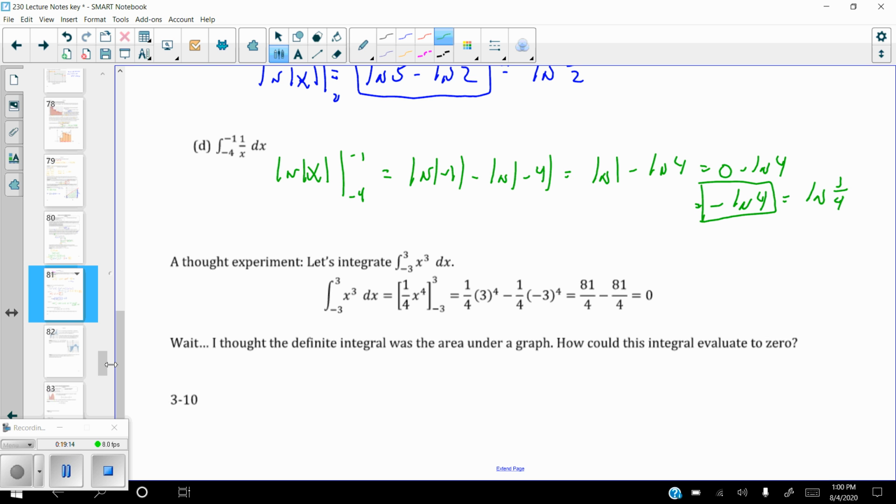So that's kind of a strange concept considering we're talking about area under a curve. How do I get an area under a curve that we know actually has area to be 0? What happened there? Well, we'll talk about that when we get to the next page.